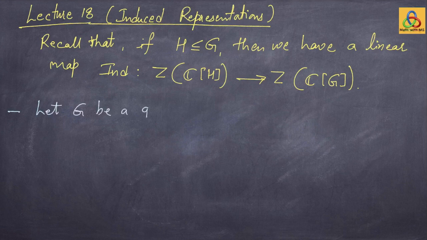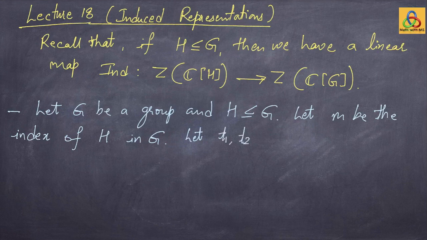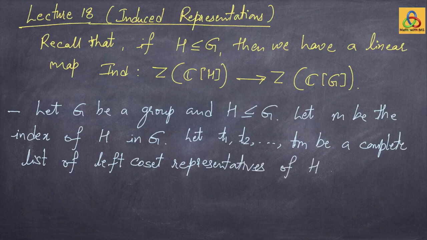Let G be a group and H a subgroup of the group G. All our groups are finite here, and let us say m is the index of the subgroup H in the group G. Let us fix a set of left coset representatives of H in G. So let T1, T2, and so on Tm be a complete list of left coset representatives of the subgroup H in the group G.